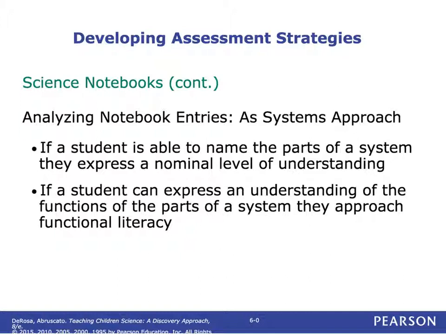Okay, so when you are analyzing the notebook entries for the student, you want to take a systems approach and try to systematically assess their learning, see if they are able to express certain ideas and to demonstrate that they have more than a nominal level of understanding. And the idea is for them to approach functional literacy.